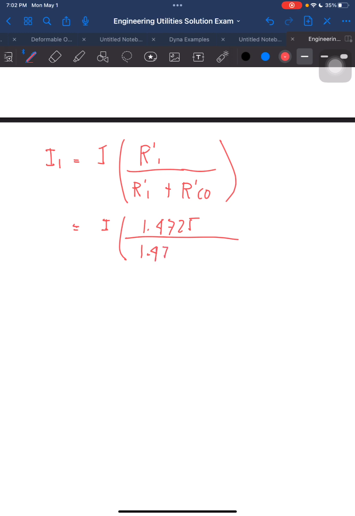Bali, substitute lang natin yung mga nakuha natin. 4725 plus 1.3225 lang. R iron to plus ito ay R copper or resistance of copper.